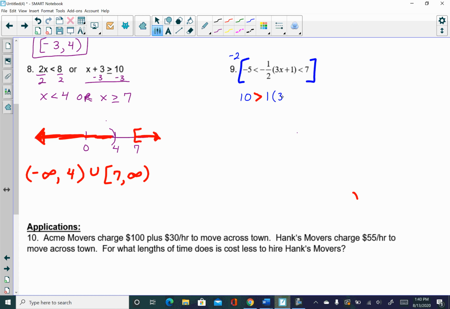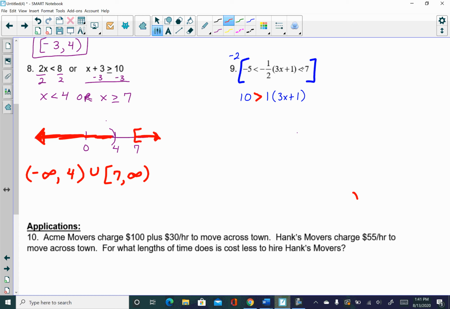And then the 3x plus 1, that's in parentheses, so it's protected from multiplying. I don't think I've mentioned that before, but whenever you multiply by a common denominator, if you have parentheses in your problem, then it's protected, and it won't get multiplied by the common denominator. Okay, only things that are outside get multiplied by that common denominator.